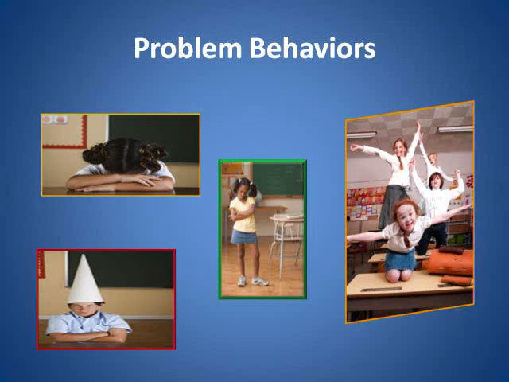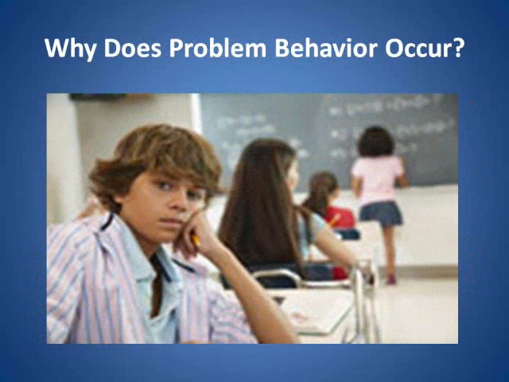As we look at these problem behaviors displayed in the graphics, we need to remember the behavioral chain. The behavioral chain includes antecedents, behaviors, and consequences. We also need to remember the principles of behavior. The principles of behavior include reinforcement, punishment, and extinction. And we also need to remember the functions of behavior. The two functions of behavior include to gain something or to avoid something.